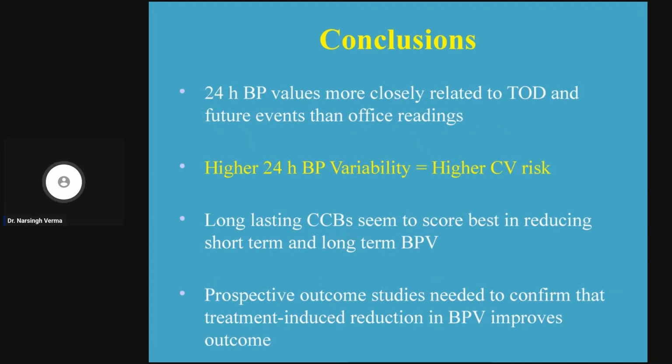So 24-hour BP values are more closely related to target organ damage and future events than office readings, which is very important, and higher 24-hour BP variability means higher CV risk, that is known. Long-term lasting CCBs are better to address blood pressure variability, and prospective outcome studies are needed to confirm that treatment-induced reduction in blood pressure variability is also working.